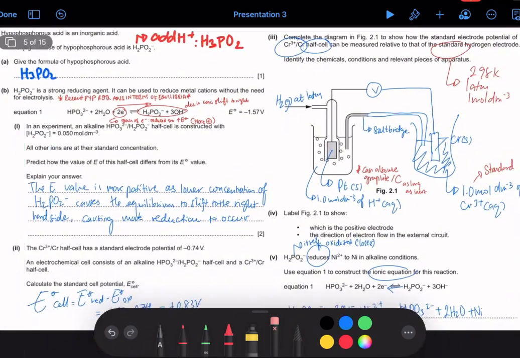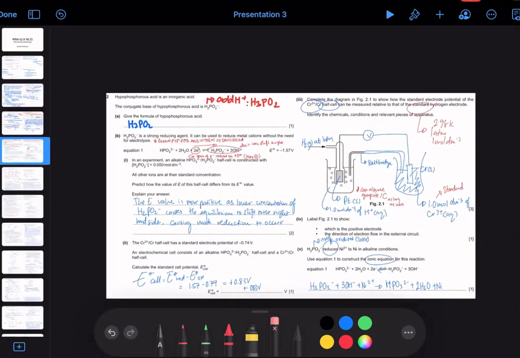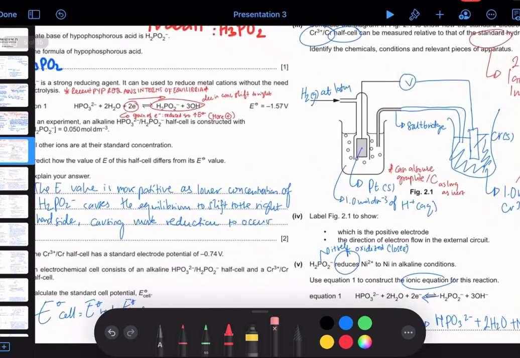Question 2. Hypophosphorus acid is an inorganic acid. The conjugate base for hypophosphorus acid is H2PO2-. This one is fairly easy, right? For the acid, just add H+, so the charges are balanced and it becomes H3PO2. That would be your hypophosphorus acid. Okay, so question B.